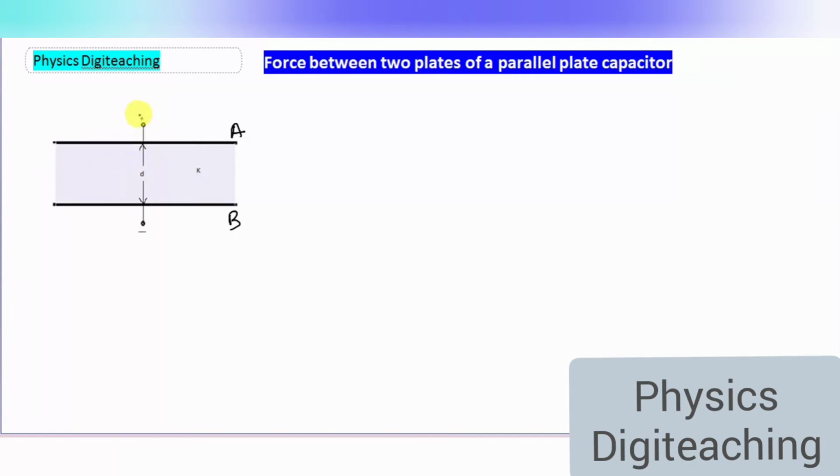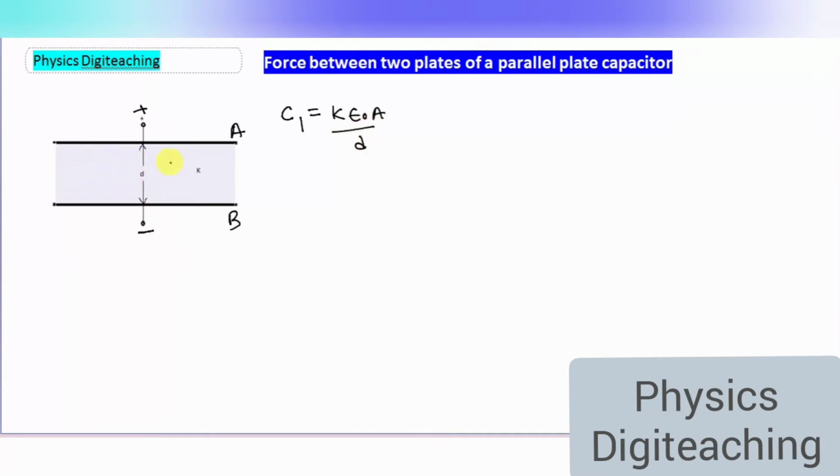The plate A is positively charged and the plate B is negatively charged. The region between the two plates is filled with a dielectric of dielectric constant K. The capacitance C1 equals K epsilon naught A by D.